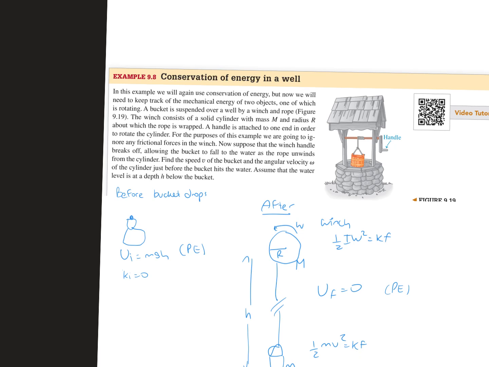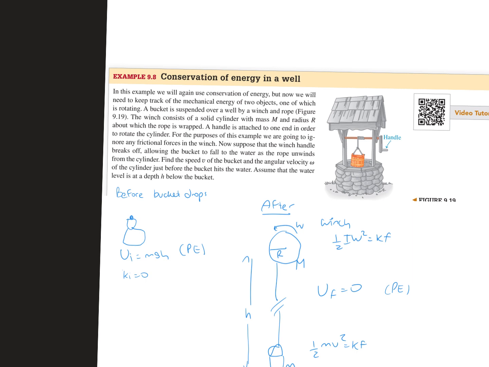So in this problem we have a bucket that is suspended over a well by a winch and rope. The winch consists of a solid cylinder with a mass M and radius R, about which the rope is wrapped. Then it says that a handle is attached to one end in order to rotate the cylinder. For the purposes of this example, we are going to ignore any frictional forces in the winch.